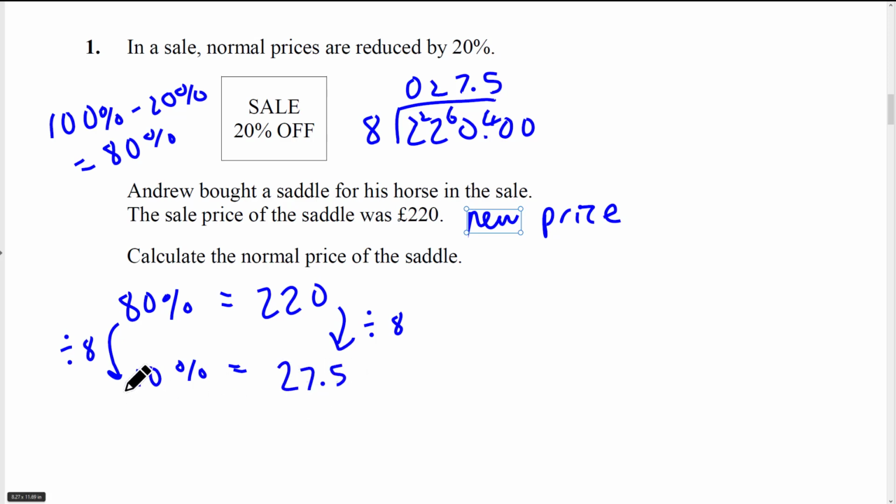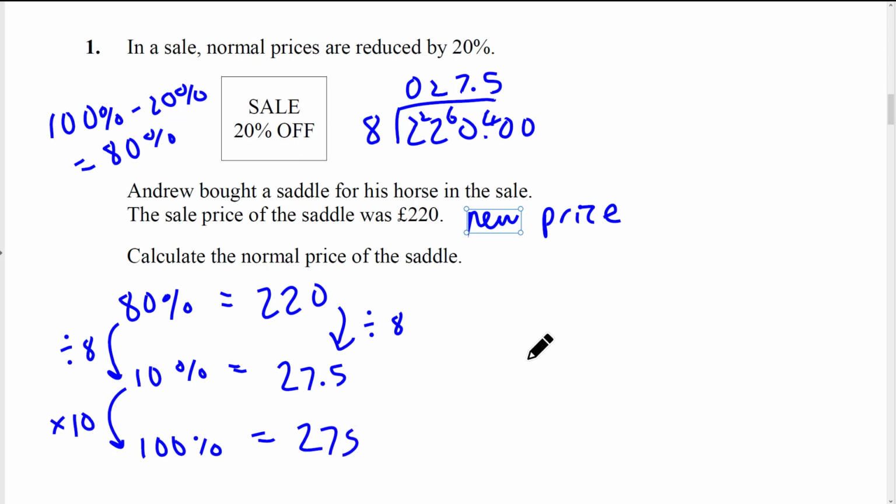Now you can see from this 10%, we want the original price, which is going to be 100%. So we're going to times that 10% by 10 now, and that's nice and easily done. That's going to be £275, and that's the correct answer.